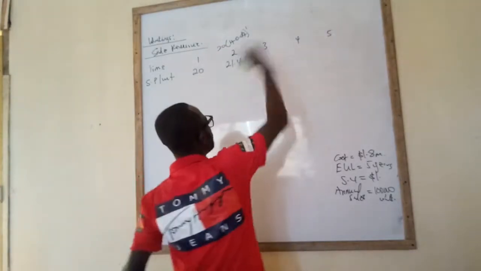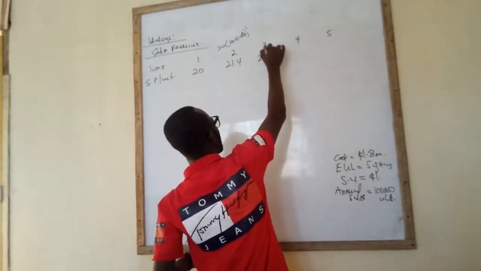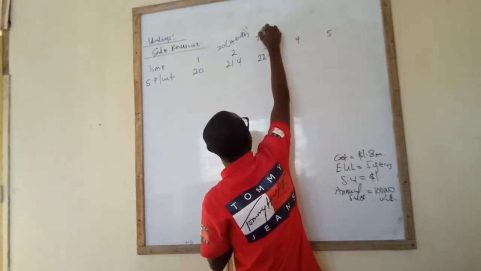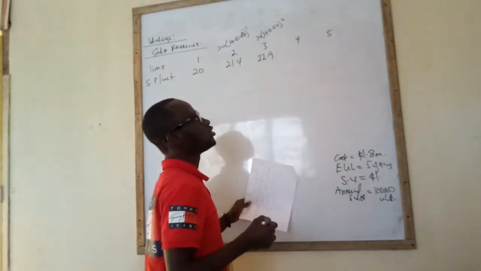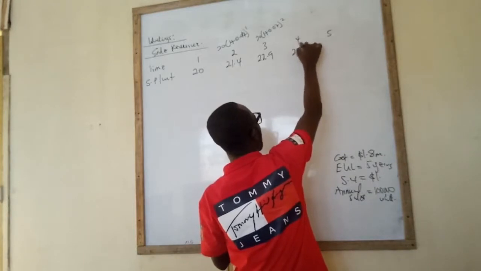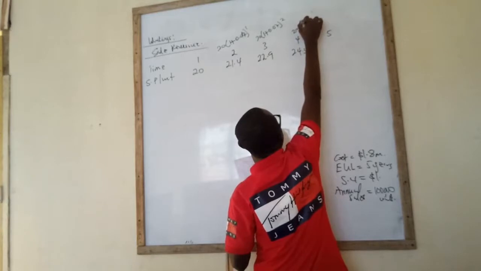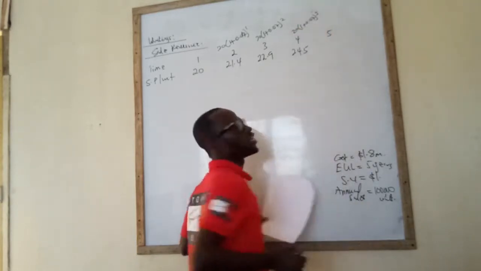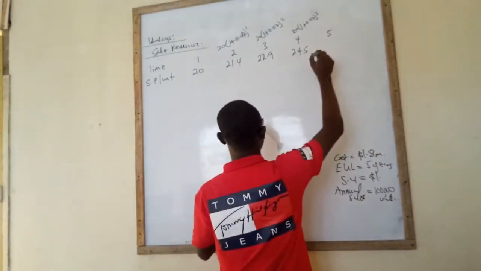Now, in the year 3, it's going to be 22.9. How do we know that? We will use the same approach, 20 times 1 plus 0.07, this time exponent 2. In the 4th year, it's going to be 24.5. How do we know? The same approach, 20 times 1 plus 0.07 exponent 3. Then in the 5th year, it's going to be 26.22.